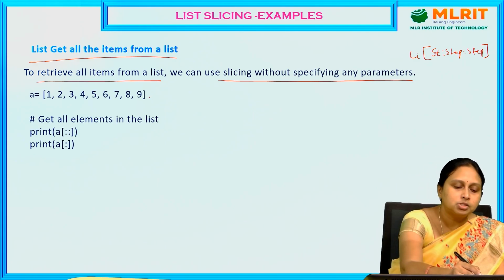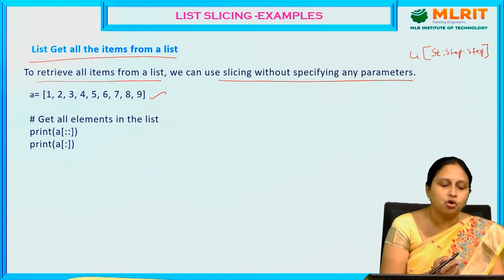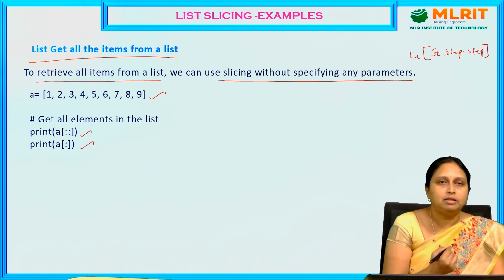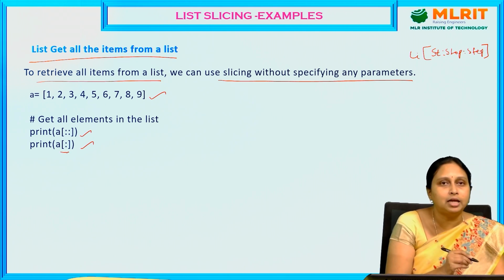This is my list from 1 to 9. These are all the elements which I am going to have. Now, get all the elements in the list. We can use either of these two methods for printing all the elements in the list: either a single slice or a double slice. Anything we can use, and you will be able to print all the elements in the list.